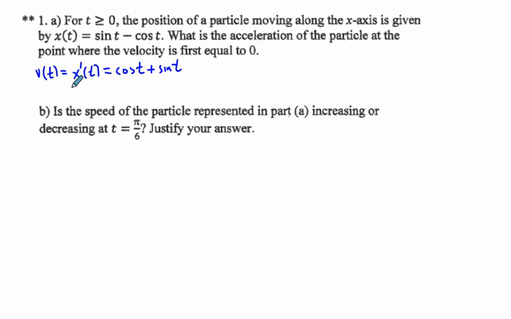Now if we set this equal to 0, we will find where velocity equals 0. So 0 equals cosine t plus sine t, and we can rewrite this as negative sine t equals cosine t.